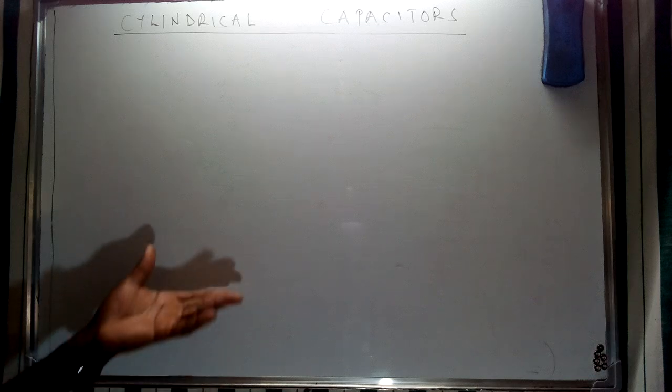Today we're going to look at the concept of cylindrical capacitors. In our other videos on similar concepts, we have looked at parallel plate capacitors, and we're going to see what is the difference between that configuration and the cylindrical one. Of course, as I said earlier, we're going to use the concept of Gauss's law, which deals with symmetrical surfaces and the concepts of charges and electric field.